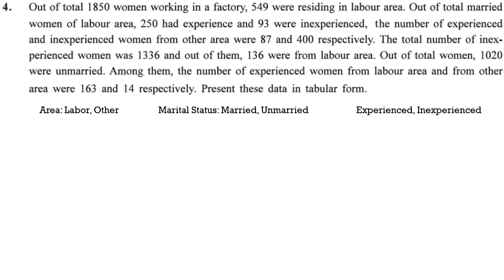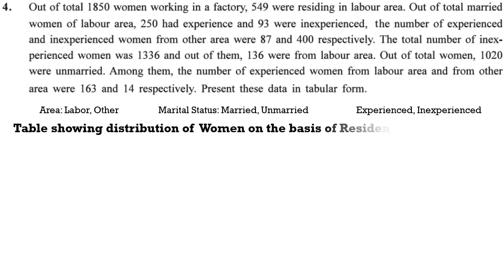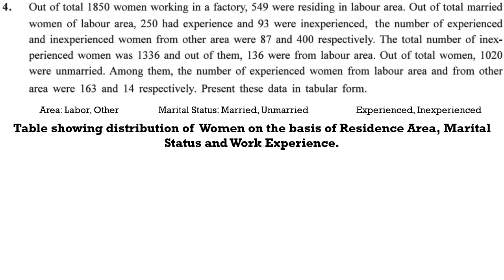Okay, clear with that? Let us start with our title here. Table showing distribution of women on the basis of residence area, marital status and work experience, working in a factory. Now this is a question with three attributes. To draw a table for this, vertically we are only going to show one attribute, the first one, area, labor and other. Horizontally we will have to show two attributes, so one of them will be the heading, the second will be the sub points. The second attribute here is marital status, so I will show that as a main attribute in the horizontal columns, and for each married and unmarried point I will show experienced and inexperienced values.